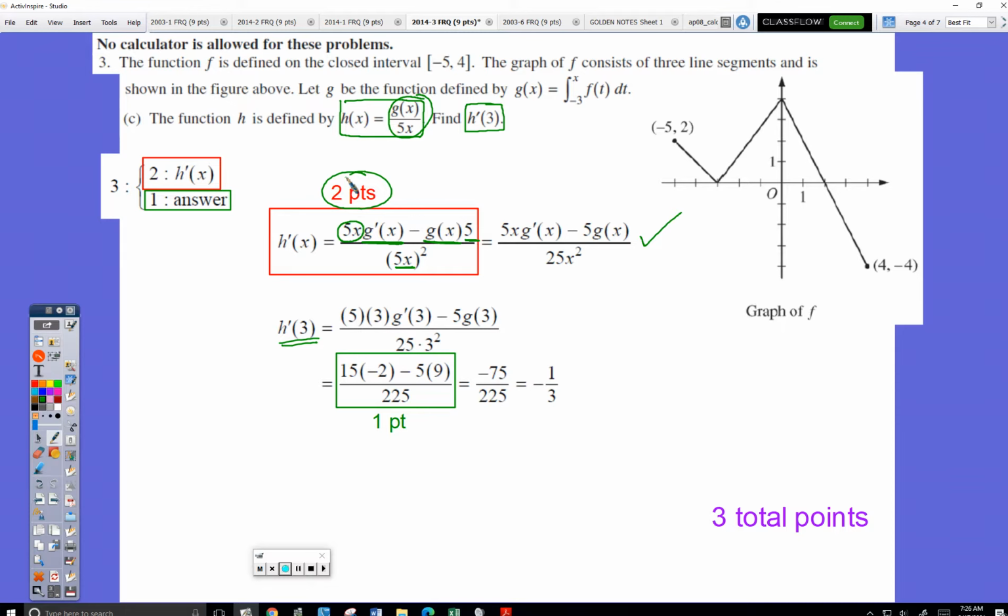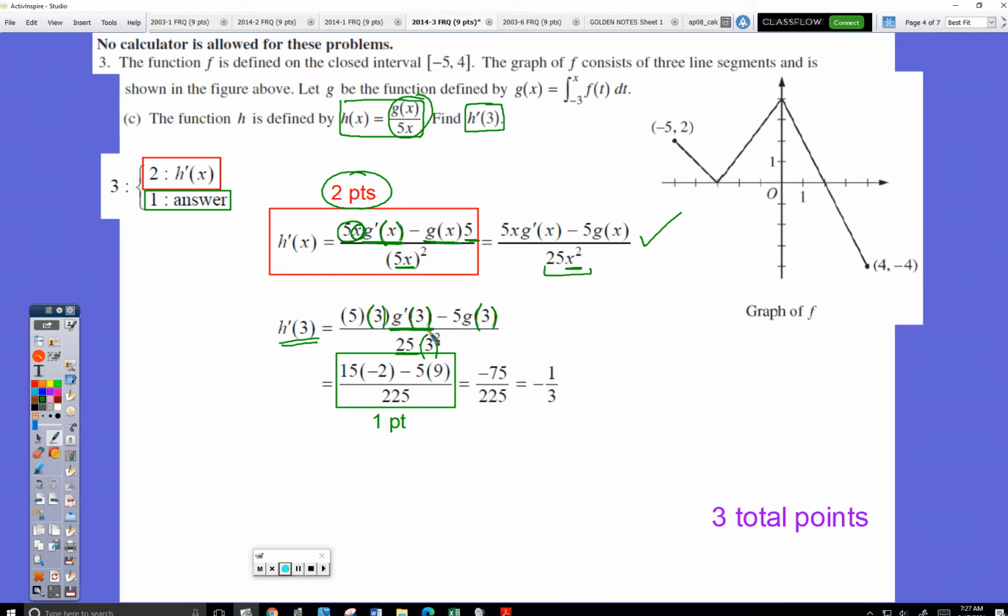So we plug in an x value of 3 for every x. I ended up using this one, so I plugged in a 3 here. That's why the 3 is being squared, times the 25. I do have to get rid of any function notation, so I've got to find g prime of 3.